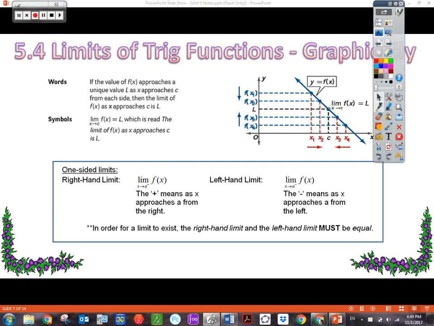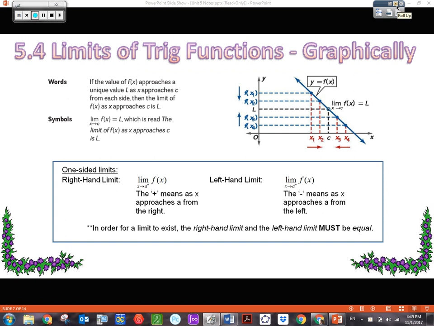So in words, if the value of f of x approaches a unique value L. So this is a y value. L is a y value. As x approaches c from each side, then the limit of f of x as x approaches c is L. Now that probably sounds crazy to you right now, but let's keep working with it.